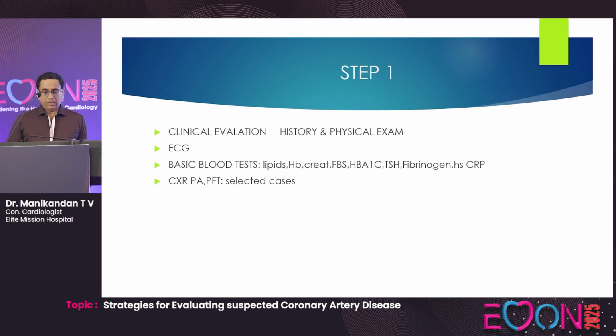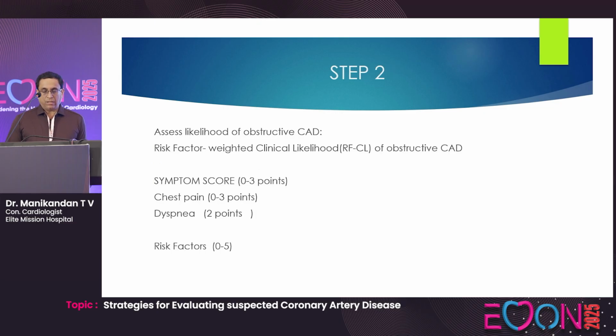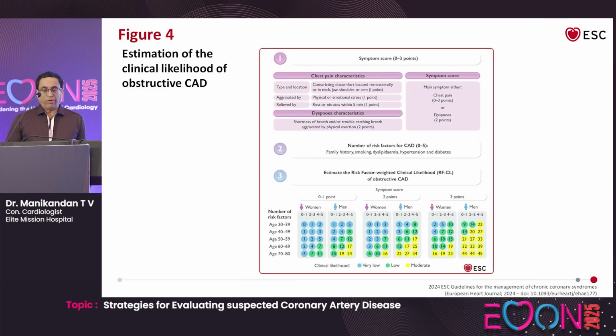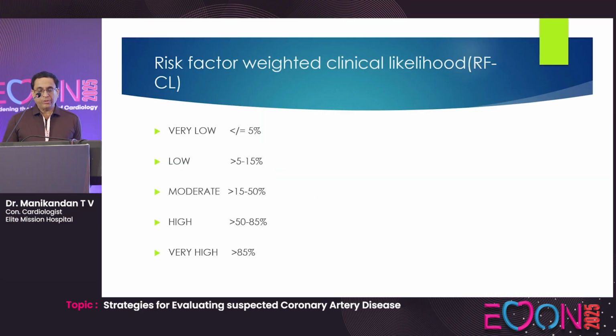The step two, assess likelihood of obstructive CAD. This is the risk factor weighted clinical likelihood, which can be assessed by symptoms, then risk factors. And from this chart, we can assess how much likelihood there is for the obstructive CAD. We have categorized them into 5 groups: very low, less than 5% likelihood; low, 5 to 15%; moderate, 15 to 50%; high, 50 to 85%; and very high is more than 85%. And AHA classifies slightly differently. I am not going into that.